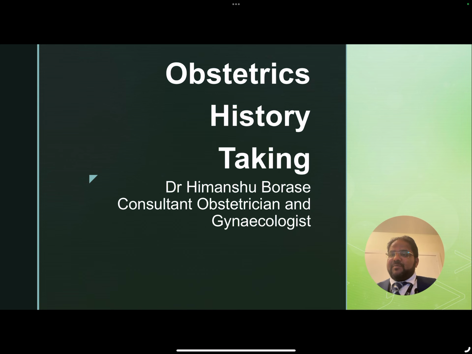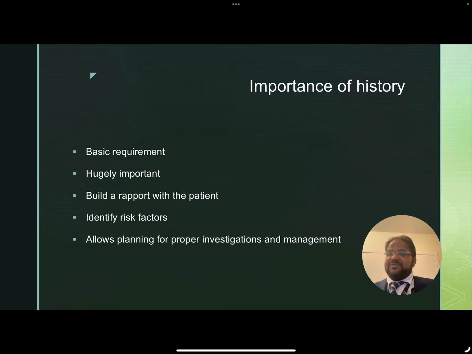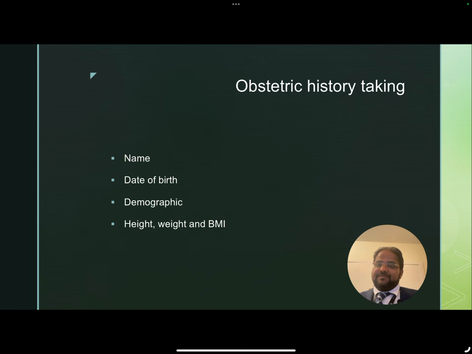Today we are going to talk about obstetric history taking. Now, the importance of history: it is a basic requirement for any medical consultation. It's hugely important because you can build a rapport with the patient, you identify risk factors, and it allows you to plan for proper investigations and management.